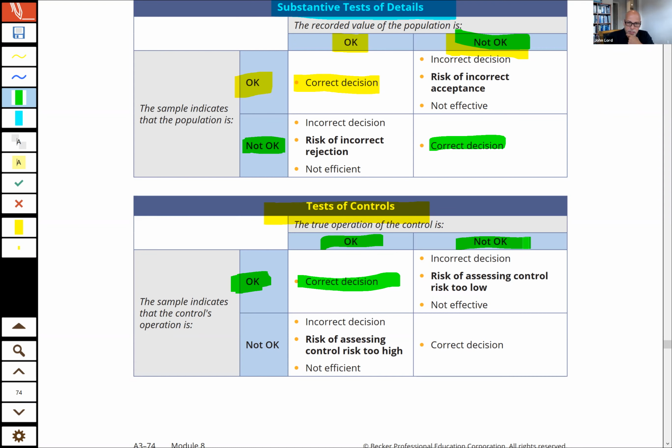And so our audit is not going to be effective if we suffer the risk of assessing control risk too low. If the sample indicates the population is not okay, and of course it really is not okay, that's the correct decision. If the sample indicates the population is not okay when it is okay, in other words, the sample indicates that the control did not have operating effectiveness, when in fact, if we had looked at the entire population, we would have found that the control does have the operating effectiveness. We can support a lower assessed level of control risk.